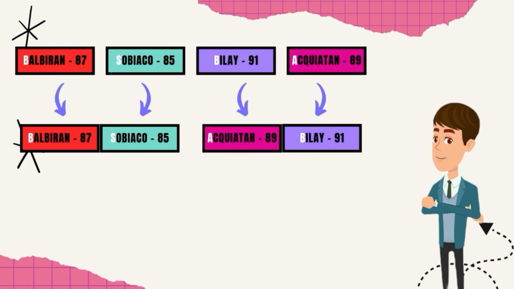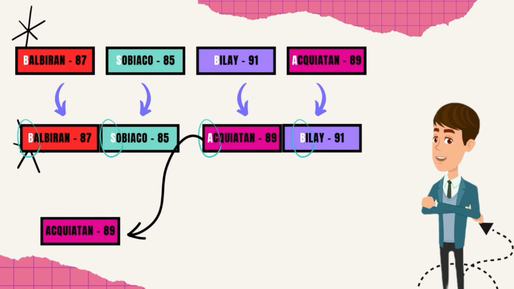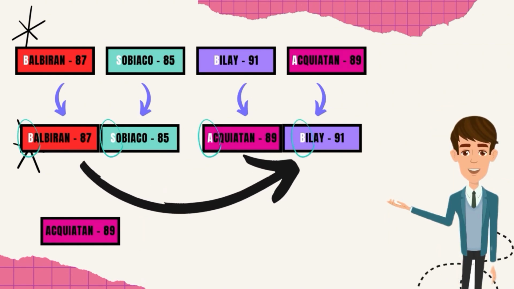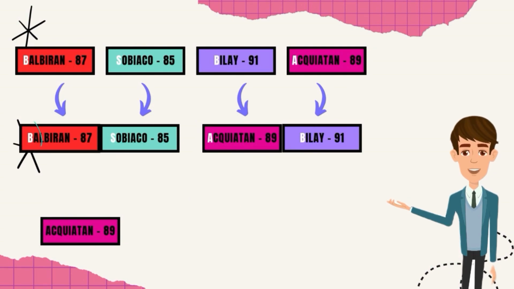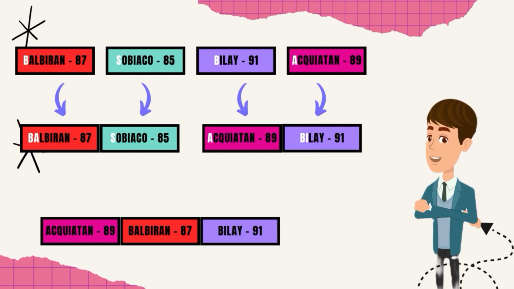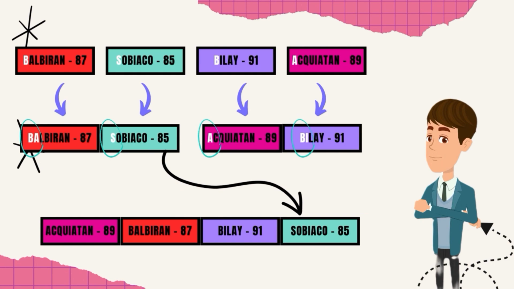letter B. Since ACQUIATAN has the first letter of the alphabet, which is A, it will take the first place in the list. Since we have 2 same characters from BALBIRAN and BILAY, we'll proceed to the second character of each data. For BALBIRAN, we have A, and for BILAY, we have I. If we compare A and I, A will come first followed by I. So if we insert it in the list, BALBIRAN becomes second in the list, followed by BILAY. Since SOBIACO is the remaining data with the character S, the algorithm will put it in the last part of the list.